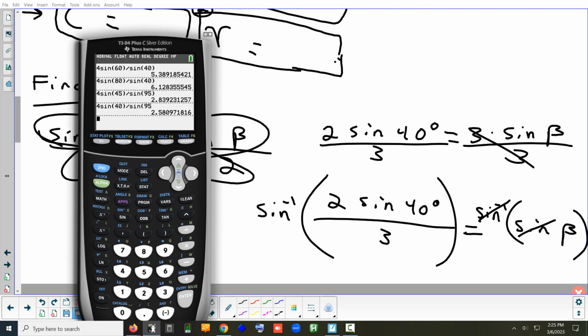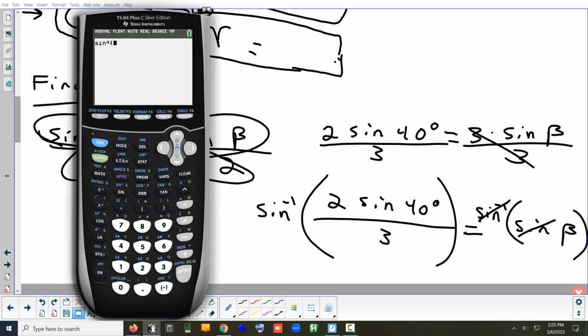Now we're going to type in what's on the left. Don't try to get fancy and cancel anything here. You can't. You just type that whole thing in. When I type that in, one of two things is going to happen. I'm either going to get a number on the screen or I'm not. If I don't get a number, then either I made a mistake or this is a no solution problem. So inverse sine of 2 sine 40 divided by 3.